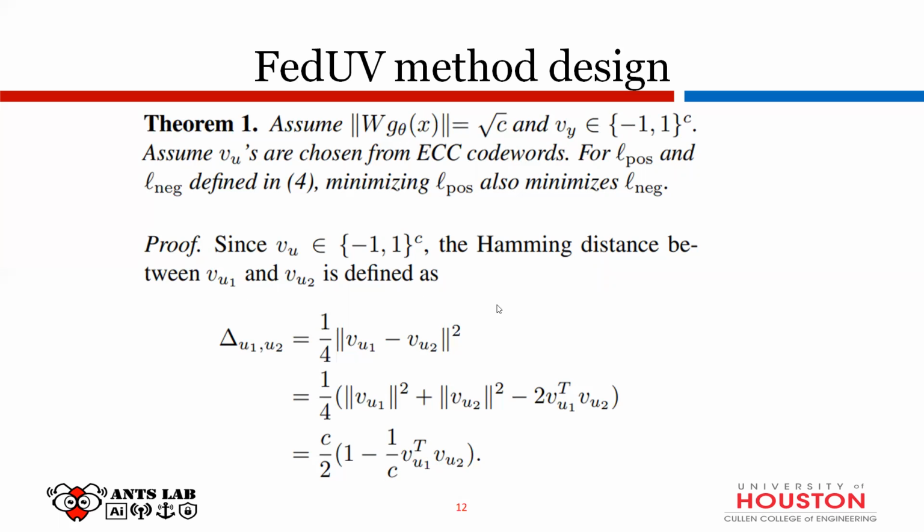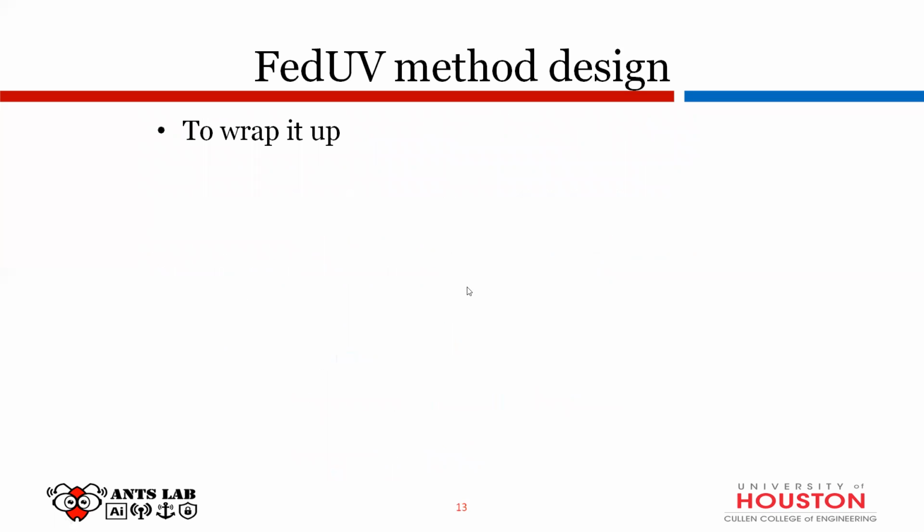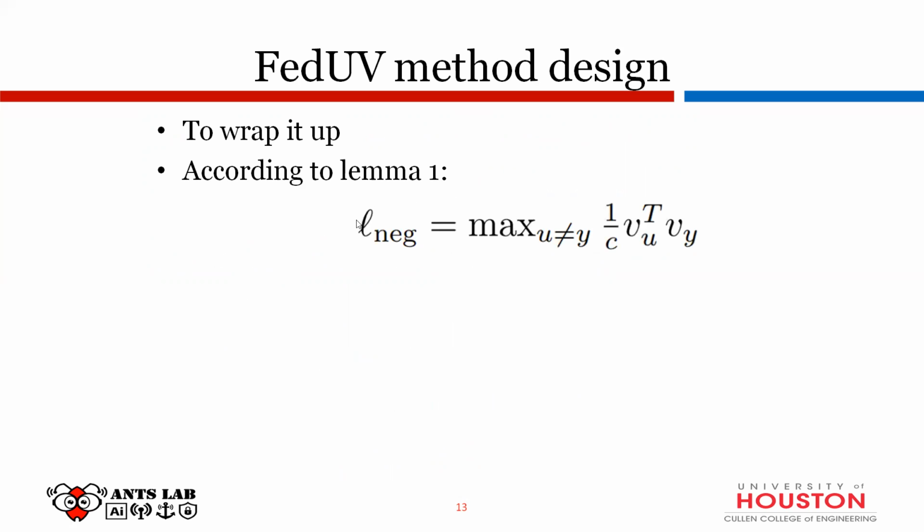So these two, theorem 1 and lemma 1 we just talked about, are the two fundamentals of why they define and design it this way. To wrap up what we just talked about, according to lemma 1, the negative loss should be the maximum of u. This means that user y and user u are different. This is the definition, the value for a negative loss.